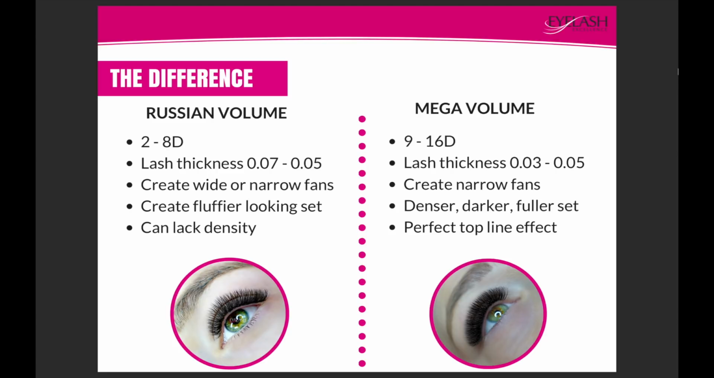Now when it comes to mega volume, we tend to class that as 9 to 16D being the maximum, so that's 16 extensions per one natural lash in a little fan. We tend to use much thinner extensions, so we go right down to the thinnest one we can get in the industry, which is 0.03, and we go up to 0.05. We have to create more of a narrow fan to get that darkness, so that gives you a denser, darker, fuller looking set, and we get a nice sharp top line. If you look along the top of the lashes, it looks more like they've been cut with scissors, whereas with Russian volume you get more stagger in your lash line because they're not as densely populated as mega volume.